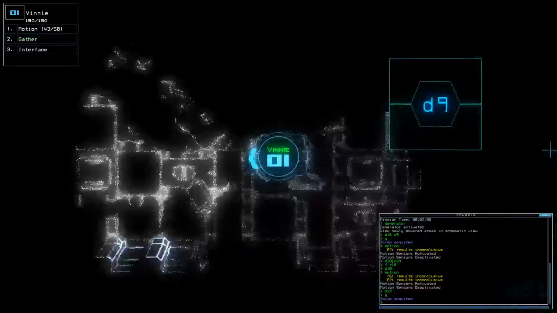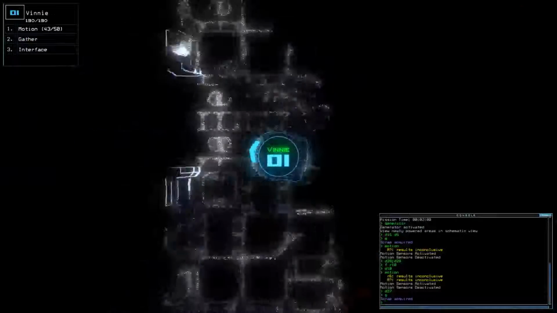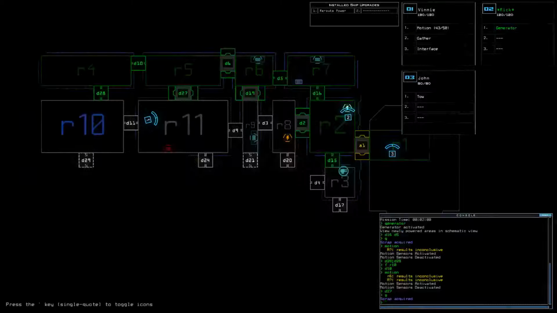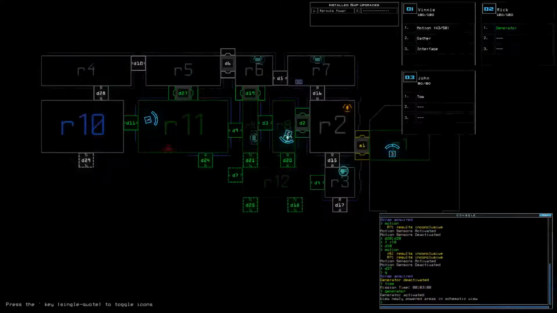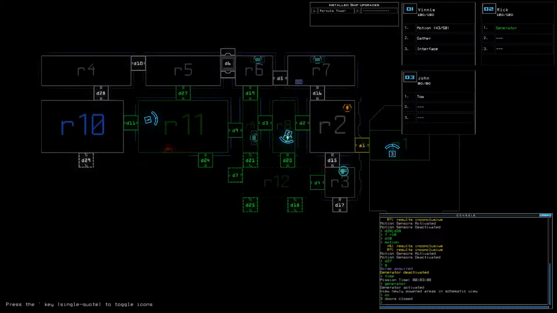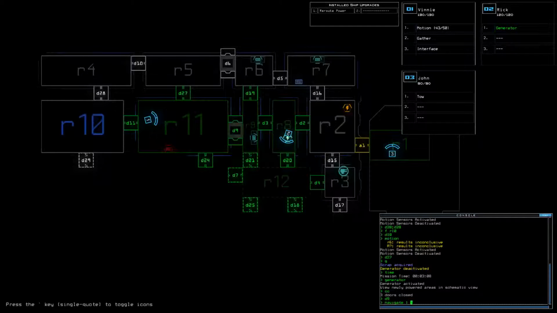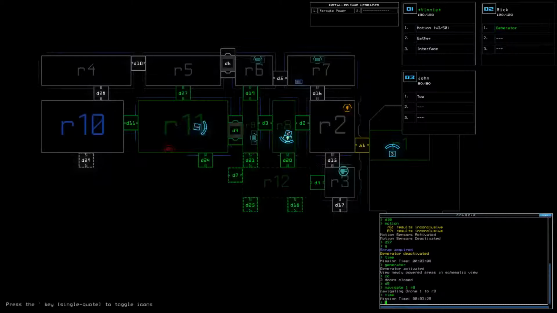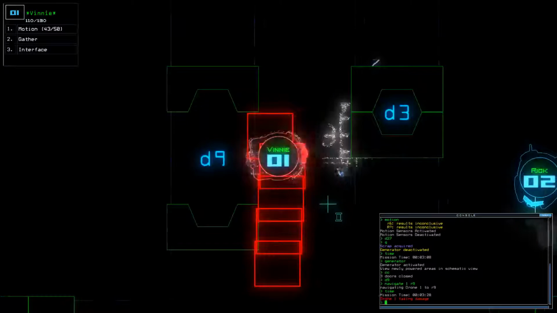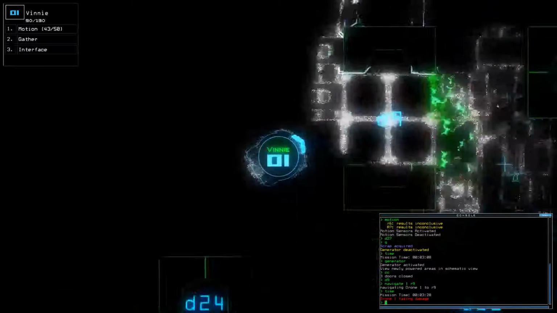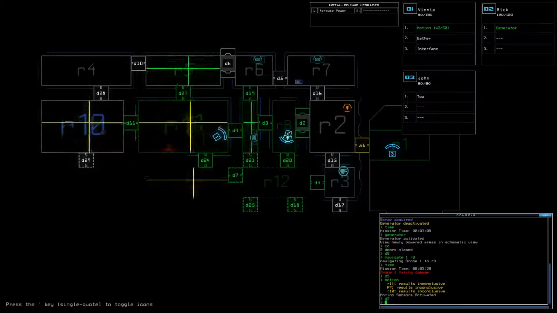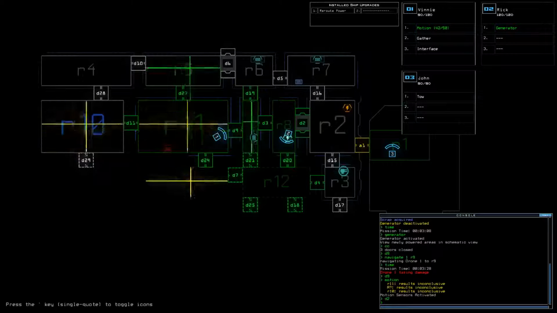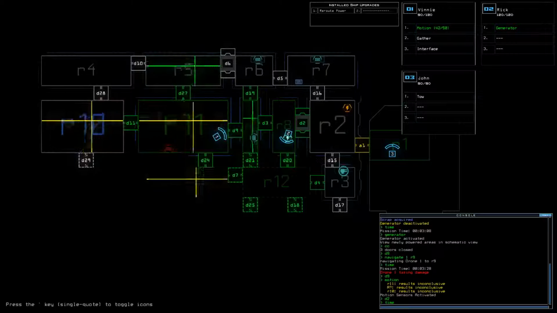Okay. Broken terminal. Hmm. Beautiful. And there's a random slime spawn that I didn't even see coming. Fuck. Okay. Well, that's irritating. So how are we gonna do this?